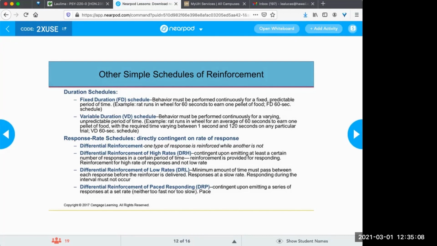And then we have differential reinforcement of paced responding. You get your reward based on a series or a set of responses. You can't respond too quickly and too fast, or too slowly. It has to be steady and even, steady as you go. It has to be at a certain pace. If you're busting out of the gate, you're not going to get a reward. If you're moving a little too slow, you may not get a reward.